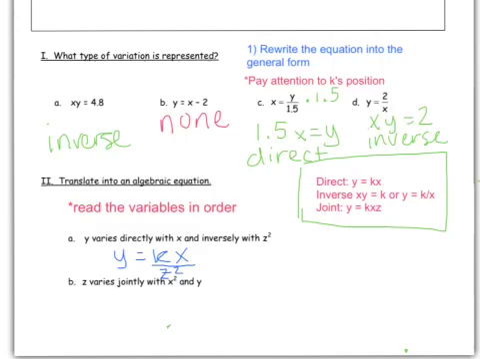The second one, B, says that z varies jointly with x squared and y. So z is the variable that's doing the varying, which means that's the one that goes by itself. So z equals k times x squared times y. You can see it's not just going to be as simple as x times y every single time. It could mix up which variable is doing the varying, and it could put in things like squares and cubes.